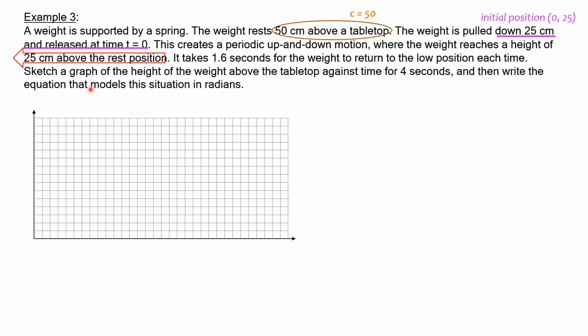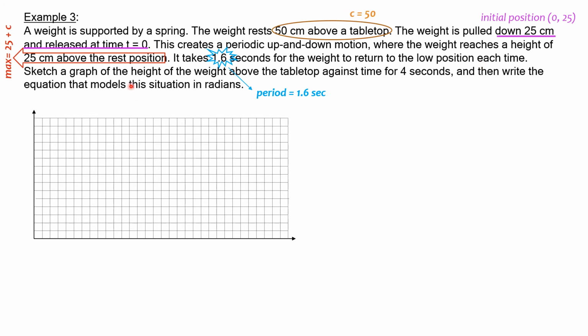So the weight reaches a height of 25 centimeters above the rest position. So remember where the rest position was here? So the maximum height it's getting to is 25 centimeters above that. So our maximum is 25 plus C, which is our 50. Next piece of information, it takes 1.6 seconds for the weight to return to the low position each time. So to get down to the bottom each time is 1.6 seconds. So 1.6 is our period.